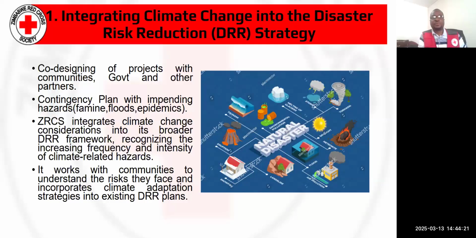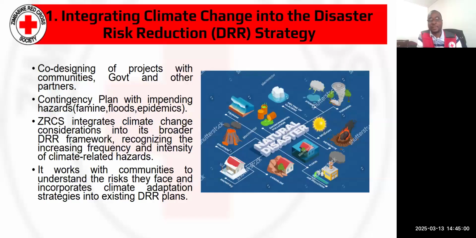Okay, so in terms of climate change, we have managed to do a lot of co-designing of projects with communities, where we go out, we consult communities on the impending disasters, the risks, the hazards that they face as a community, and then we try to come up with activities to address those challenges or to alleviate suffering and loss of lives.